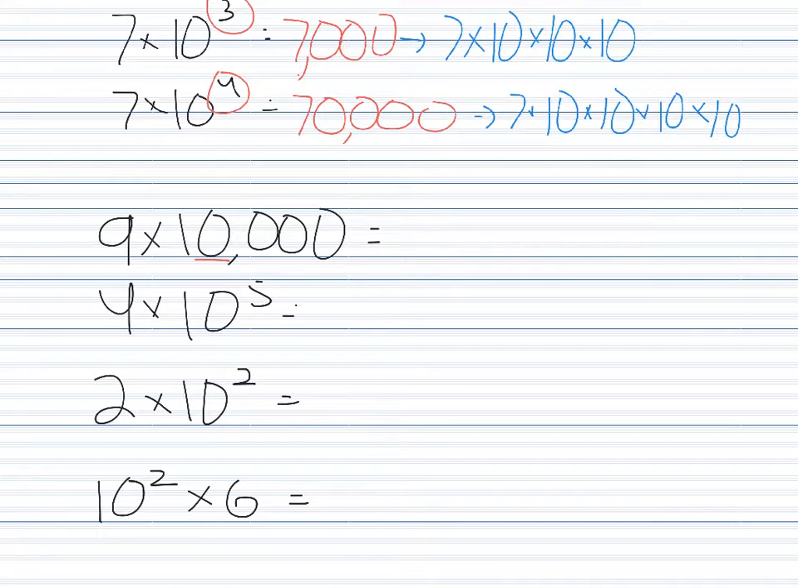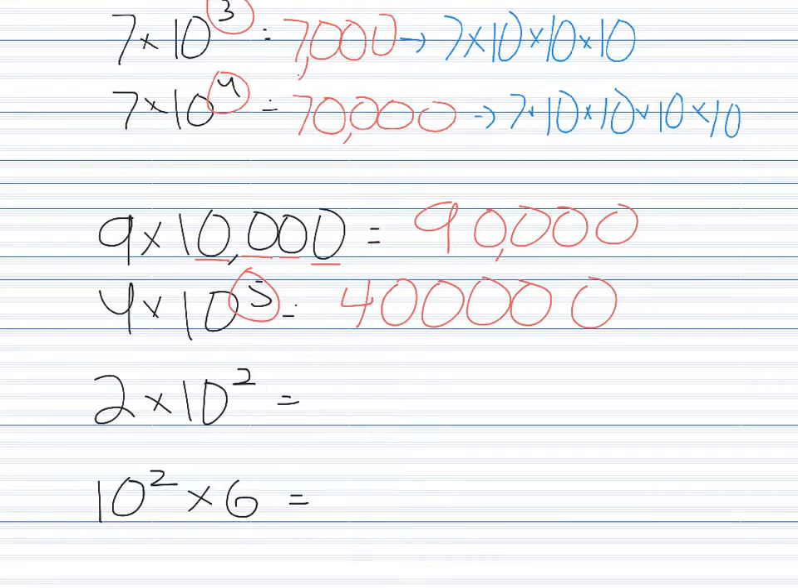We know that there are 1, 2, 3, 4 zeros, so we put 9 and then we put 4 zeros. It is 90,000. For the second one, we know there's going to be 5 zeros because that's 10 to the 5th power. So it'll be 4, and then you put 1, 2, 3, 4, 5. That's going to be 400,000. The third one is going to be 2 zeros, so it'll be a 2 and then 1, 2. So that's just 200. Because 10 to the power 2 is really 10 times 10, and that's 100. So 2 times 100 is 200.